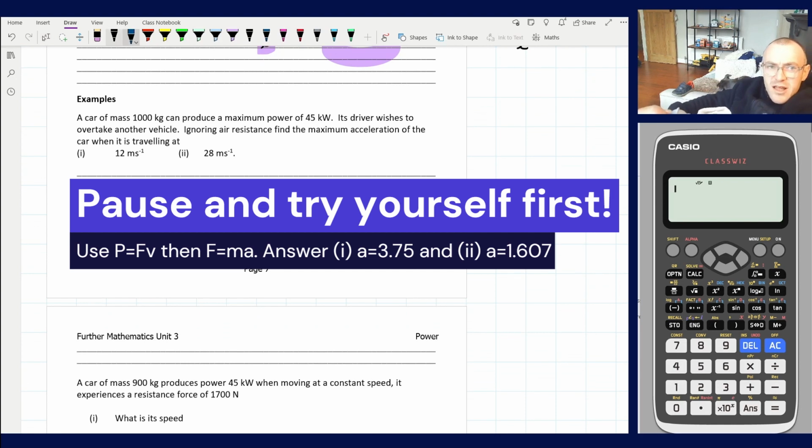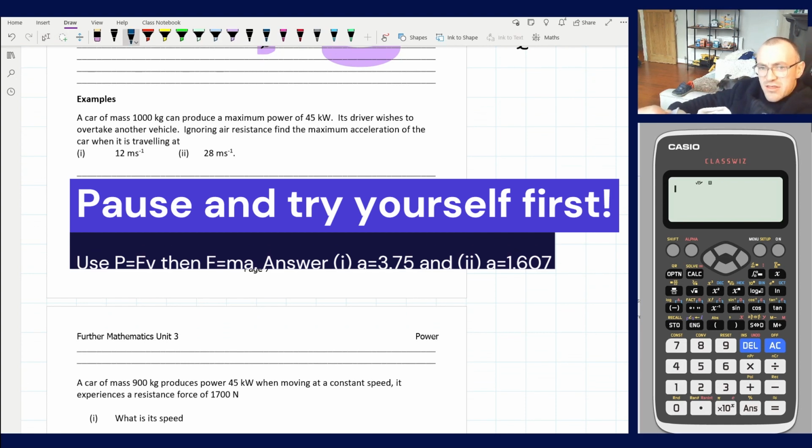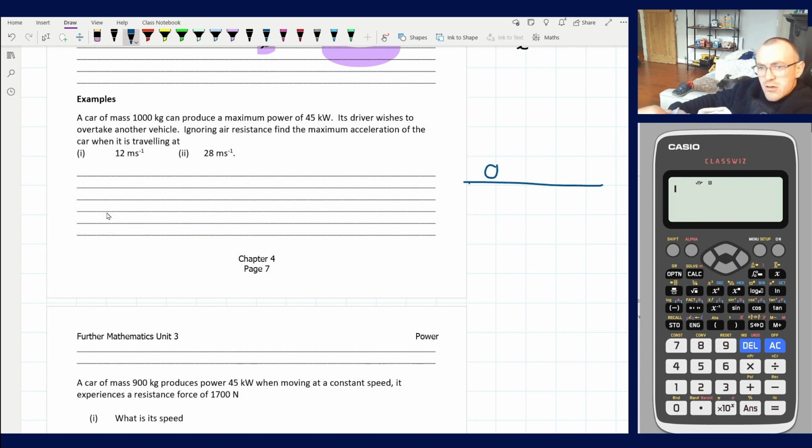We've got a car, and the mass of the car is 1,000 kilograms. Lovely. And it can produce a maximum power of 45 kilowatts. So obviously that prefix kilo, we're going to multiply the value by 1,000. This vehicle can produce 45,000 watts. Ignoring air resistance, find the maximum acceleration of the car when it's traveling at various speeds.